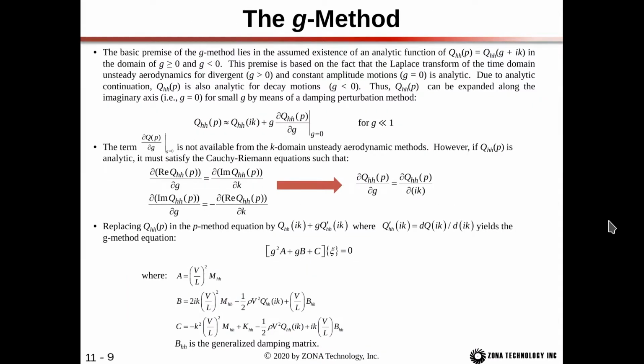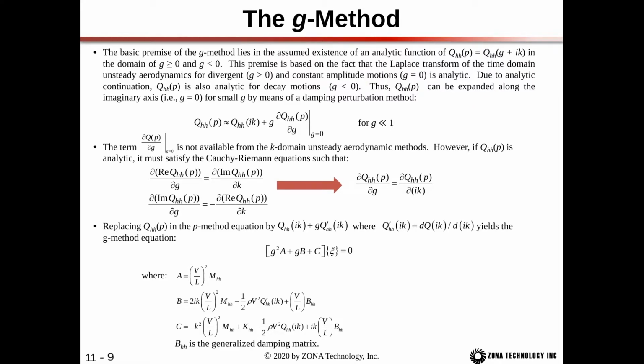And then finally, we have the G method. So the basic premise of the G method lies in the assumed existence of an analytic function of QHH of p, which equals QHH of g plus ik, in the domain of g greater than or equal to 0 and g less than 0. This premise is based on the fact that the Laplace transform of the time domain unsteady aerodynamics for divergence and constant amplitude motions is analytic.